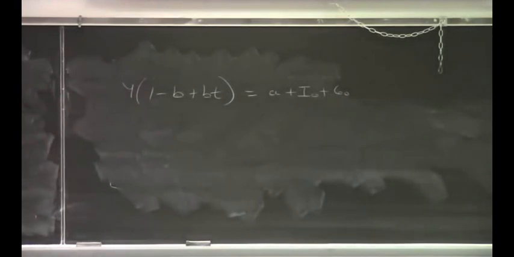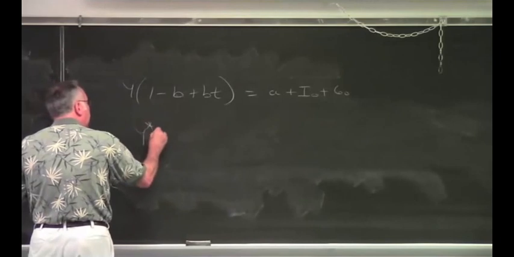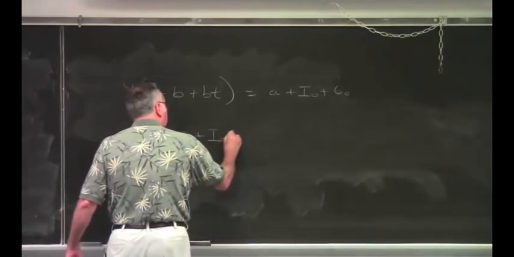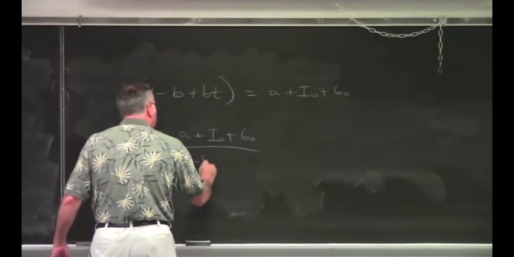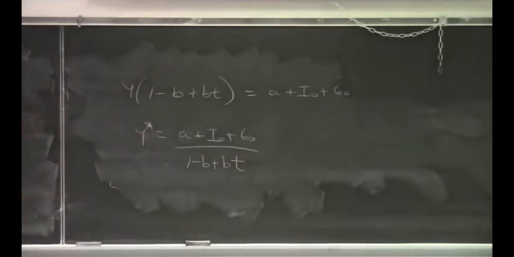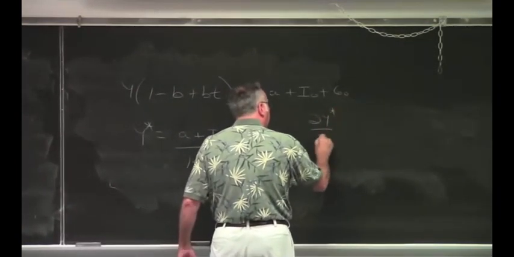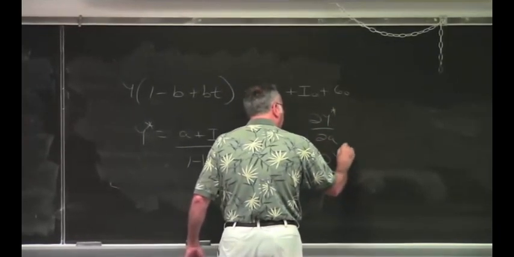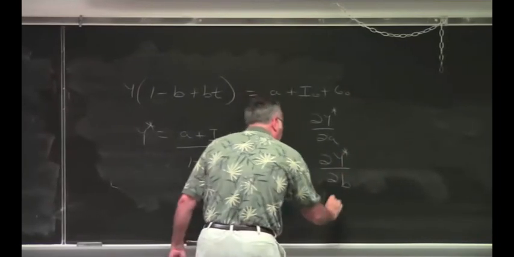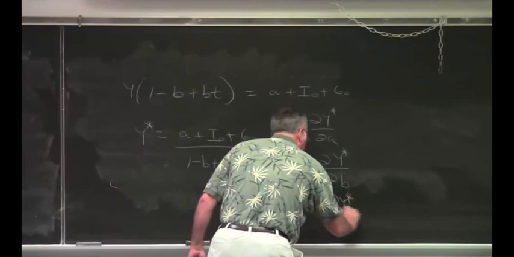And then the last step, William, is to do what? Yeah, divide by that expression in parentheses, 1 minus B plus bt. So now we get our equilibrium value of Y as A plus I plus G over 1 minus B plus bt. Okay. So now the comparative static derivatives of interest are these. Let's do the parameters first. Partial Y star, partial A, partial Y star, partial B, and partial Y star, partial little t.